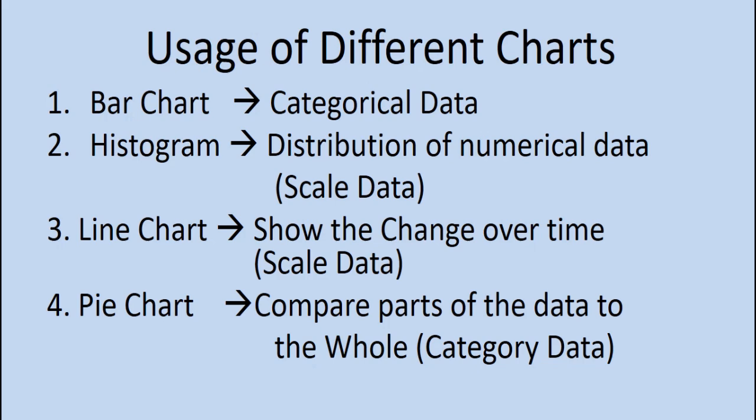Categorical data are used to present a bar chart. For testing normality, a histogram is used. If you want to compare data among different periods, a line chart is used. So for bar charts, we are using categorical data. That means it is measured in nominal scale or ordinal scale. But when we are using a histogram or line chart, the data should be measured in scale.